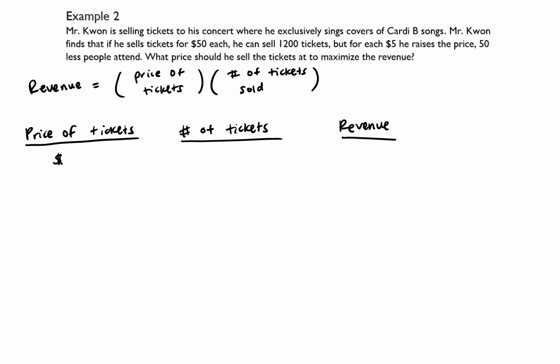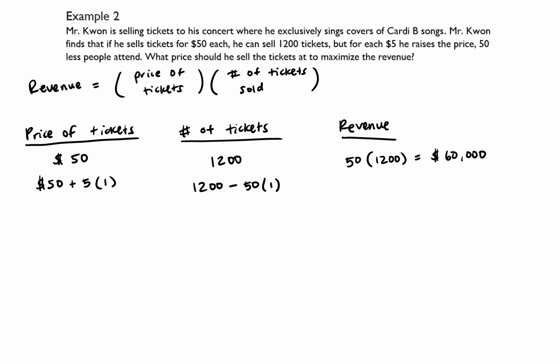If we sell the tickets for $50, then we can sell 1,200 of them, and we would multiply 50 times 1,200, which ends up being $60,000. And if we raise the price by $5, so $50 plus 5 times 1, that's essentially $55, then we're going to have 1,200 minus 50 times 1. So our revenue is going to be 55 times 1,150. If we multiply that, our revenue in that scenario would be $63,250.